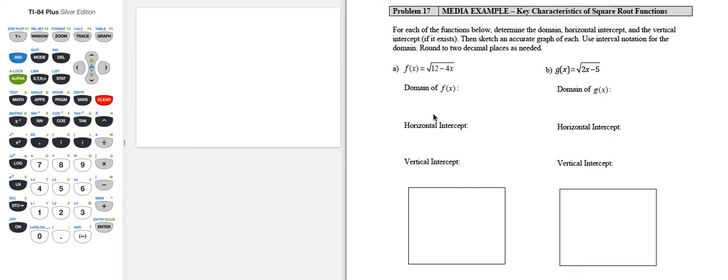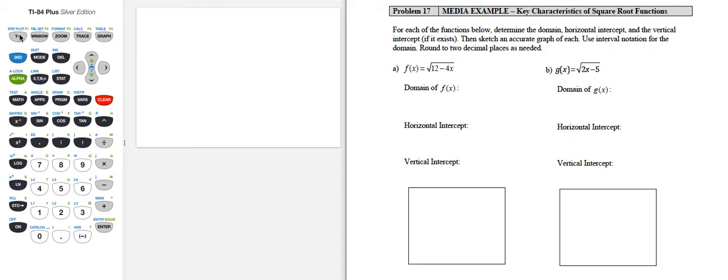In this problem, we're going to be graphing a couple of square root functions and looking at their key characteristics. So part A, we're given f of x equals the square root of 12 minus 4x. We're asked to find the domain, the horizontal intercept, and the vertical intercept, and then also to provide a graph.